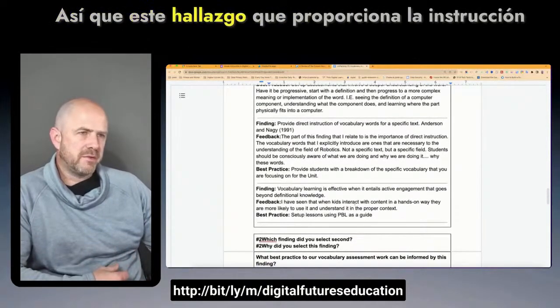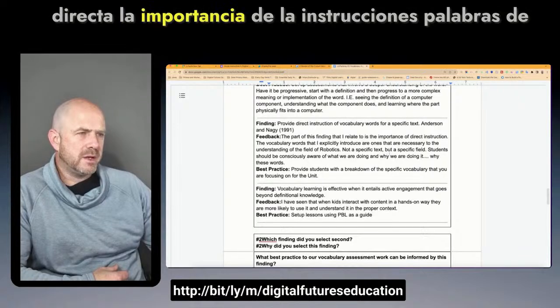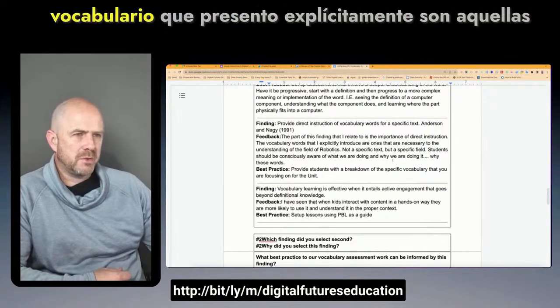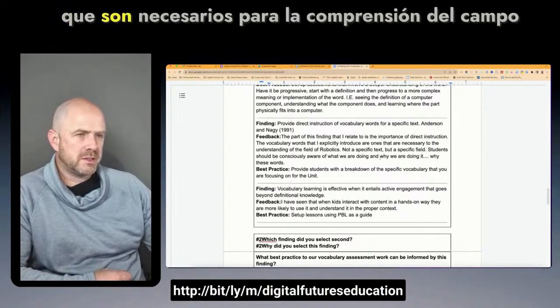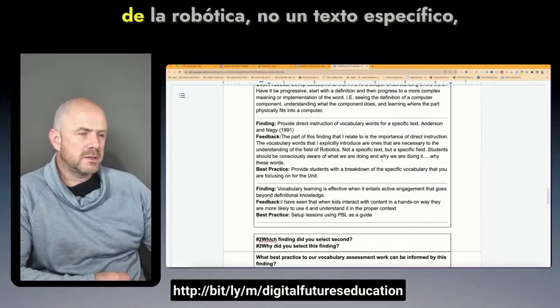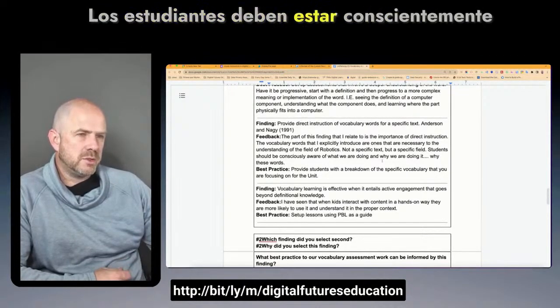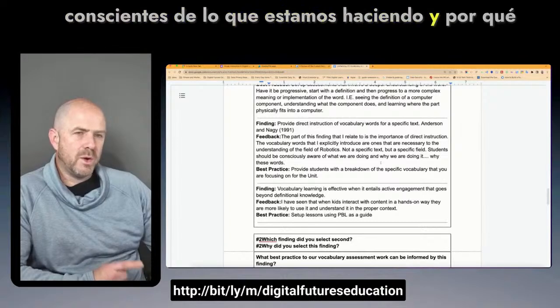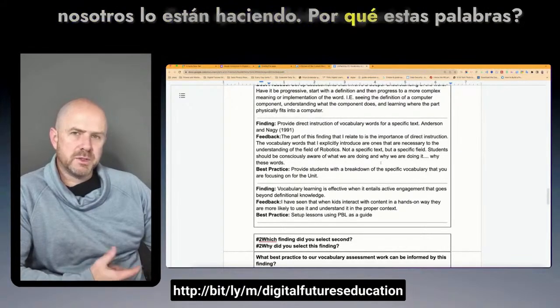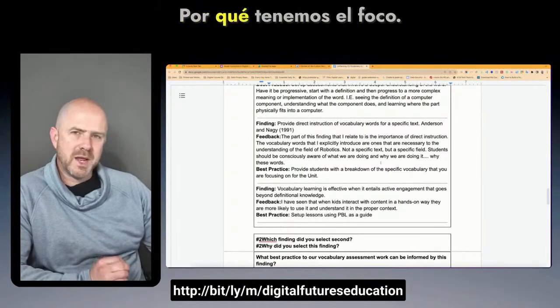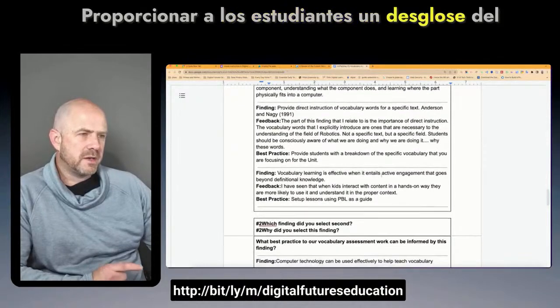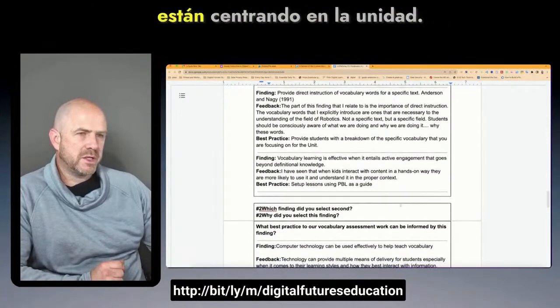So this finding, the importance of direct instruction: the vocabulary words that I explicitly introduce are ones that are necessary to the understanding of the field of robotics, not a specific text, but a specific field. Students should be consciously aware of what we are doing and why we are doing it, why these words. I think that's great too, just why we have the focus. Provide students with a breakdown of the specific vocabulary that you are focusing on for the unit.